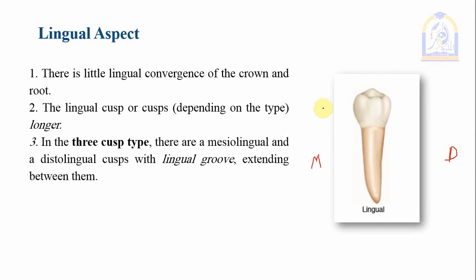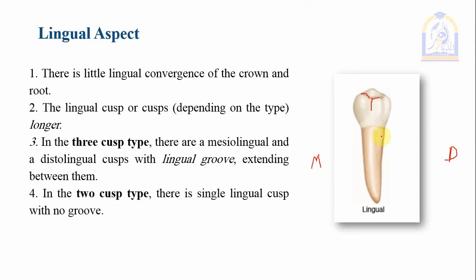In the three cusp type, there are three cusps, one buccal cusp and two lingual cusps. The mesiolingual is larger than the distolingual cusp. This is the mesiolingual, and this is the distolingual. They will be separated by the lingual groove, which will extend a short distance into the lingual surface.